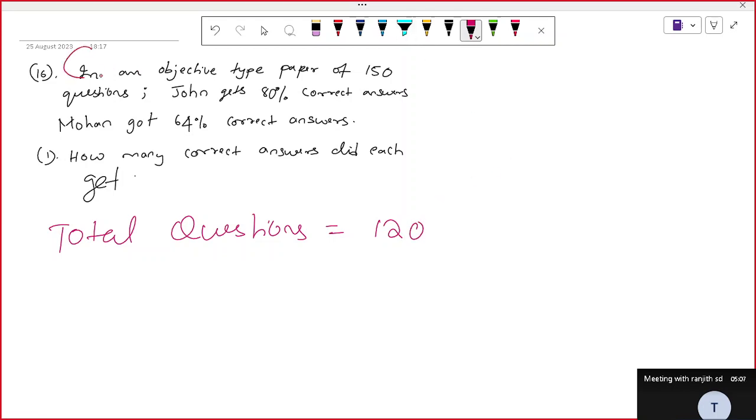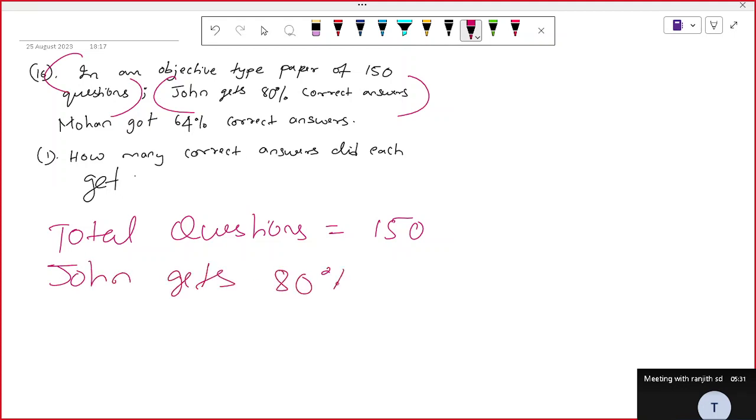Okay, look here. I've told you all, 150. Is it okay? Fine, 150. Word problems: take the equation from the question itself. From the first line, we got to know that total questions are 150. Then look at this. John gets how many questions? John gets 80% correct answers.